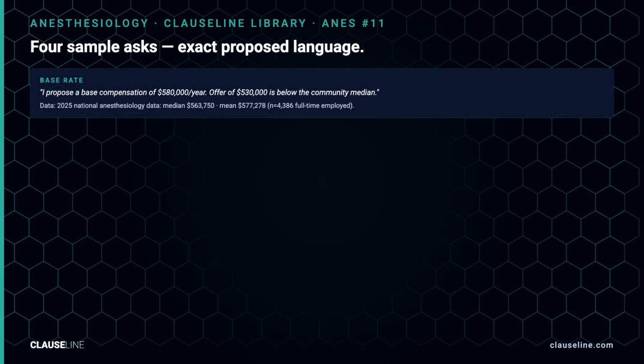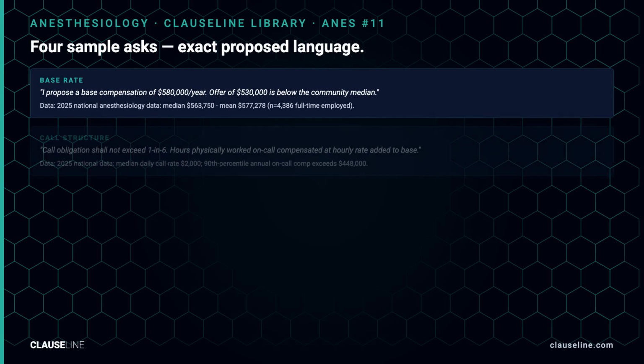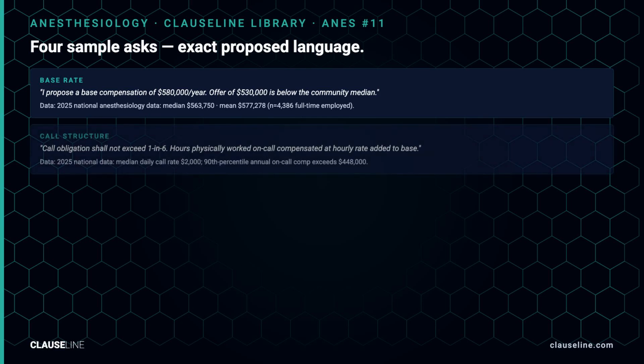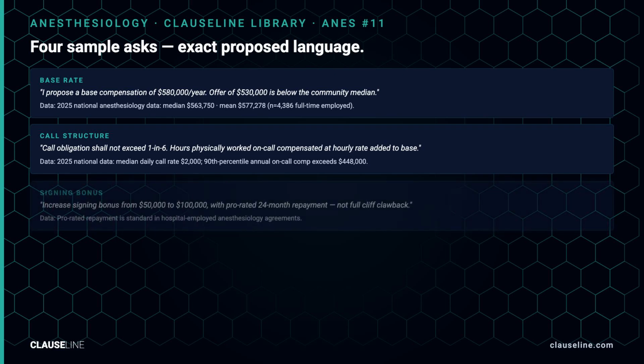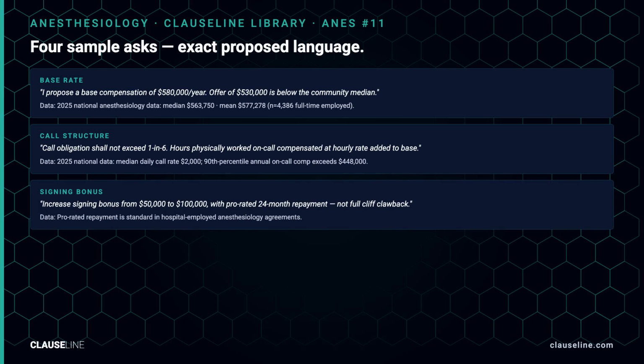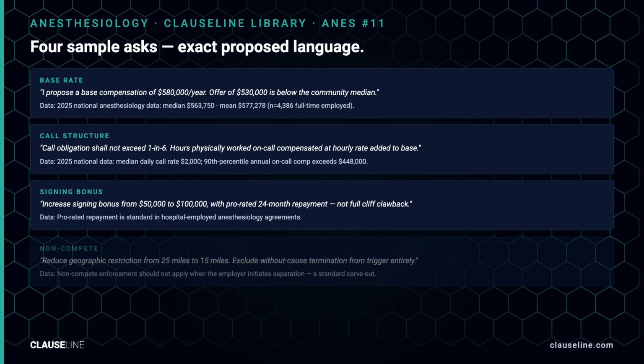Call structure. On-call is the wild card. National data shows a median daily rate of $2,000 and a top decile of annual on-call compensation exceeding $448,000. 2 identical base salaries can produce $32,000 or $448,000 in additional on-call comp. Proposed language. Call obligation shall not exceed 1 in 6. Hours physically worked on call shall be compensated at an hourly rate added to base. 1 sentence rationale. The on-call structure is the single most consequential variable in an anesthesiology contract and should reflect the employer's actual call burden.